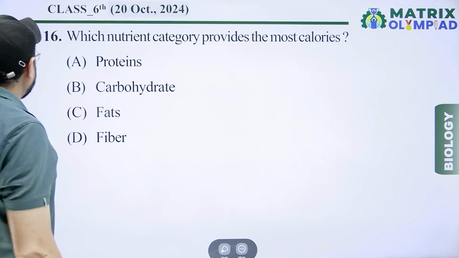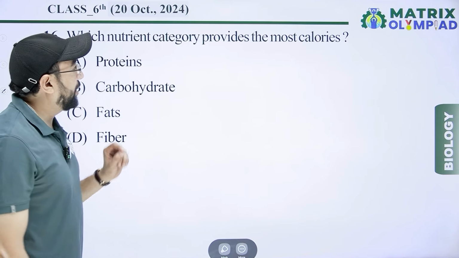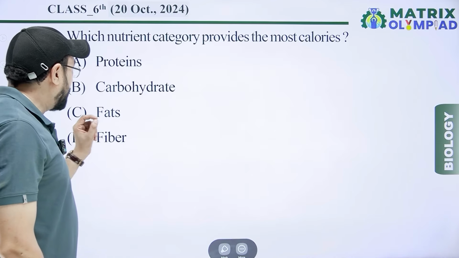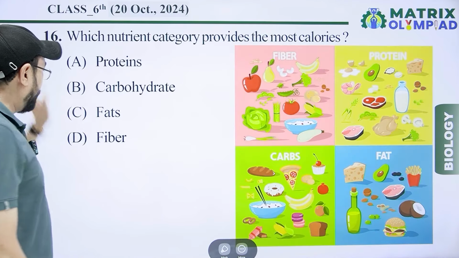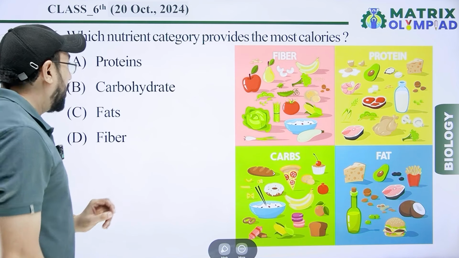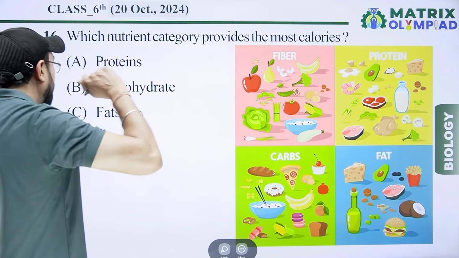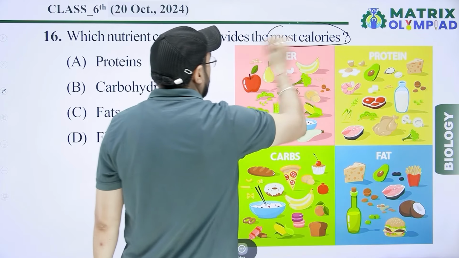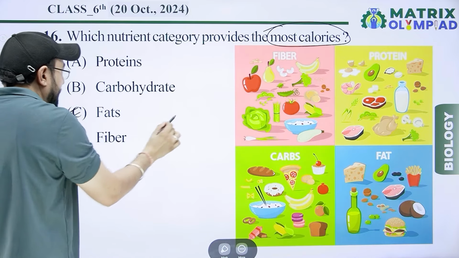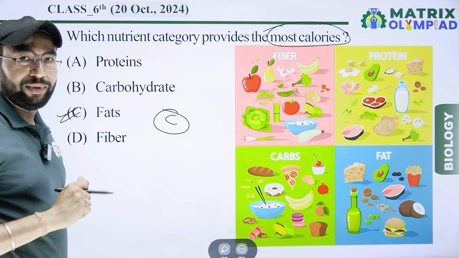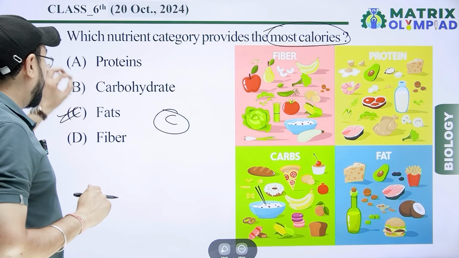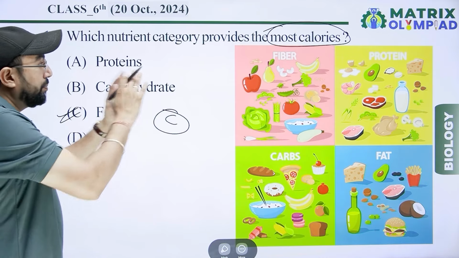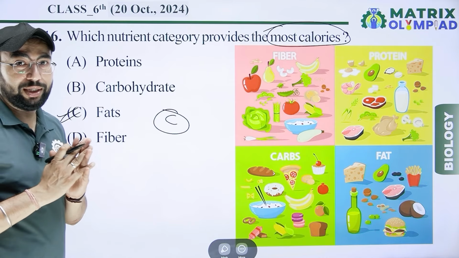Next question. Which nutrient category provides the most calories? Option A, protein, option B, carbohydrate, then fat and fiber. Our right answer for most calories is option C, fat. Other nutrients like protein, carbohydrate, and fiber provide calories too, but fat provides the most calories among nutrients.